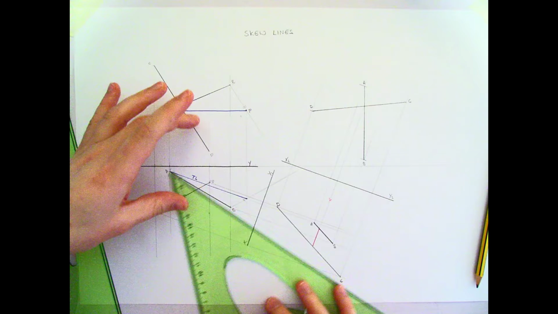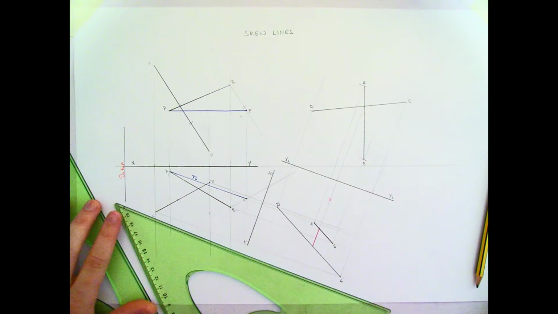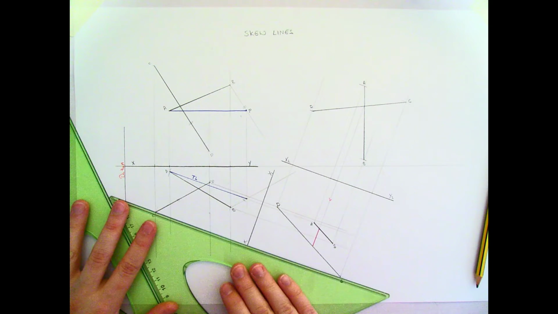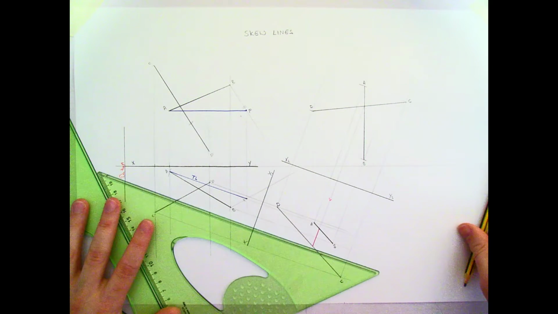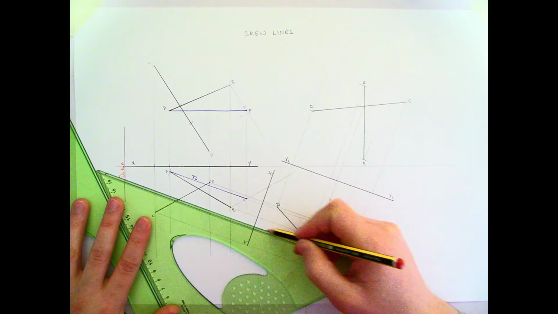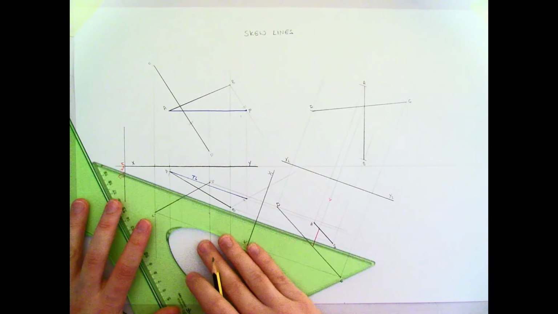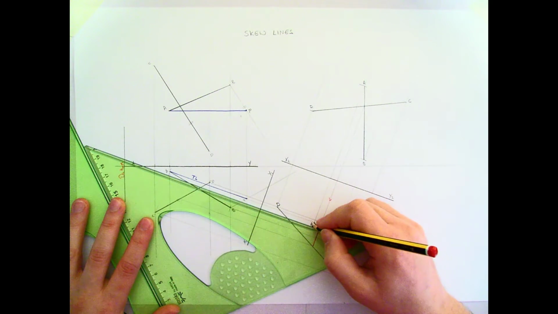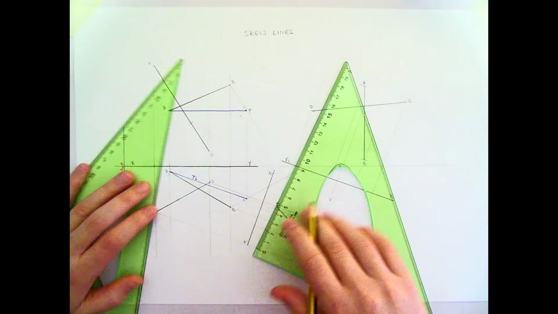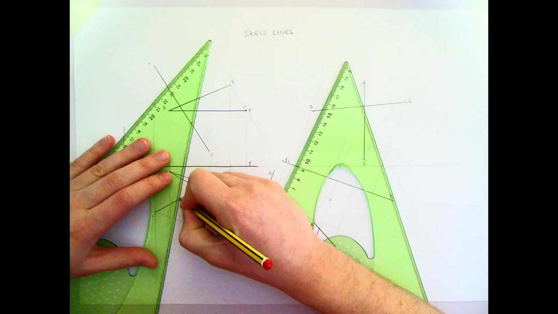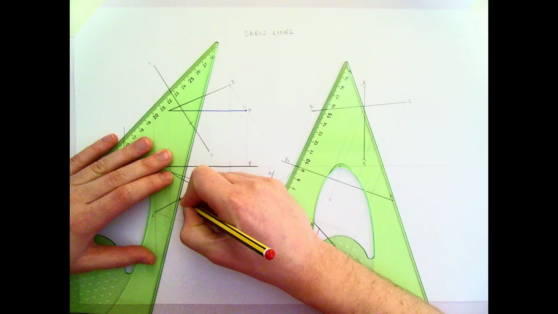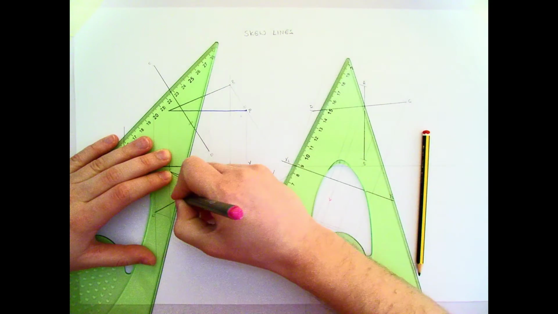I still need to find it in the plan and the elevation, so to do that it's quite straightforward. I'm just going to project my lines back in the same way I projected them forward earlier on. So this line comes back until it touches the line CD, this one until it touches the line AB, and that is going to give me the line out here, the shortest horizontal line.